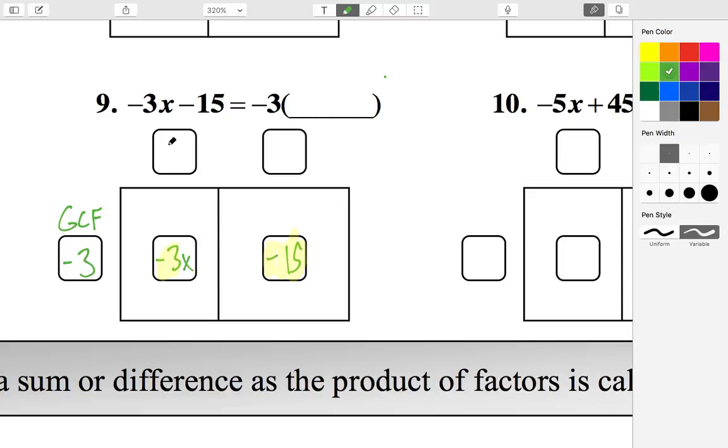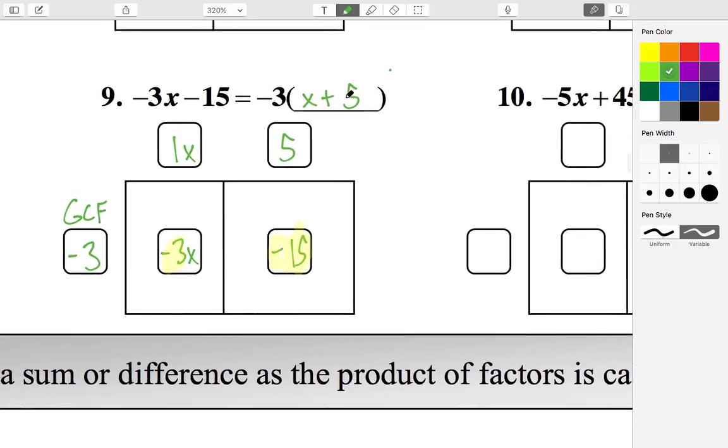Negative 3 times what gives you the x? Or how many x's are missing? Put an x here. So check your answer. Negative 3 times 1x, is that equal to negative 3x? Yes. Negative 3 times what gives you negative 15? That would be 5. So this becomes x plus 5. All right, let's go to the next one.